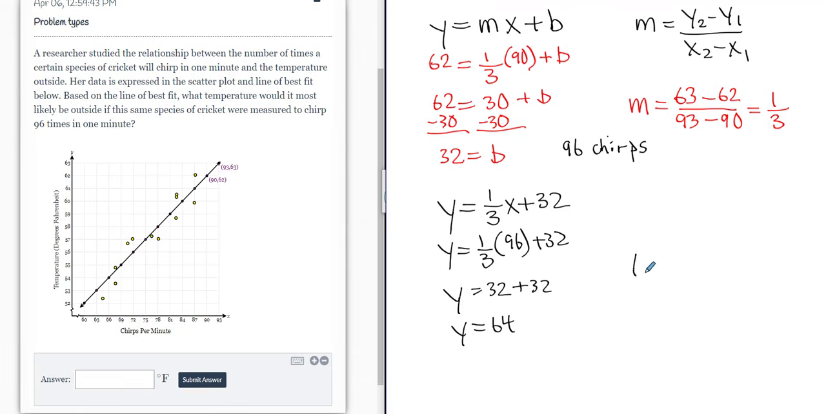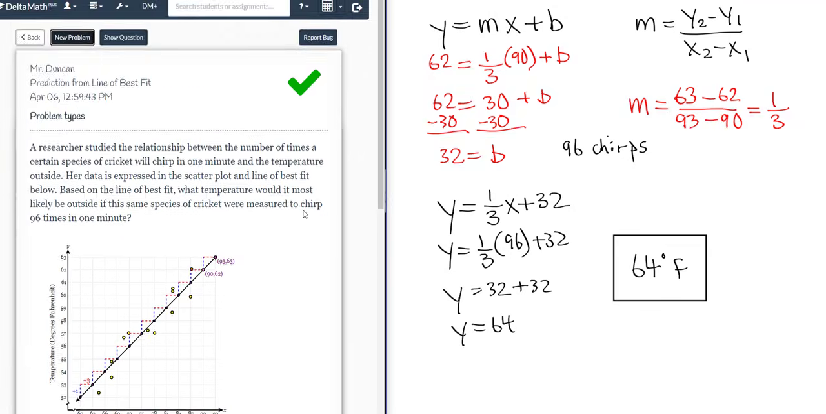So my final answer is going to be 64 degrees Fahrenheit. And hopefully we get that right. Feel pretty good about that. So I'm going to box my final answer. We'll come over here to Delta Math and plug it in. Green check mark is good. Red X isn't bad, but it's an opportunity for us to look things over and make sure we can find out our mistakes. So let's put in 64 degrees.